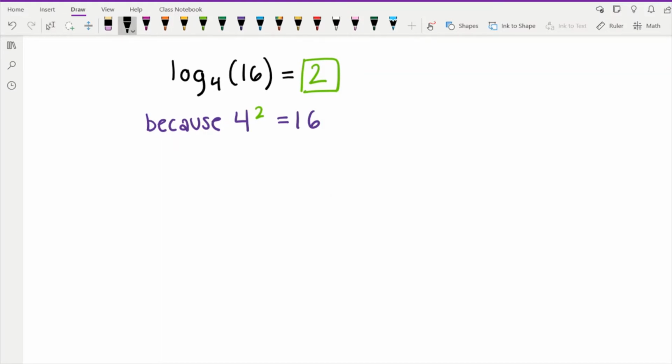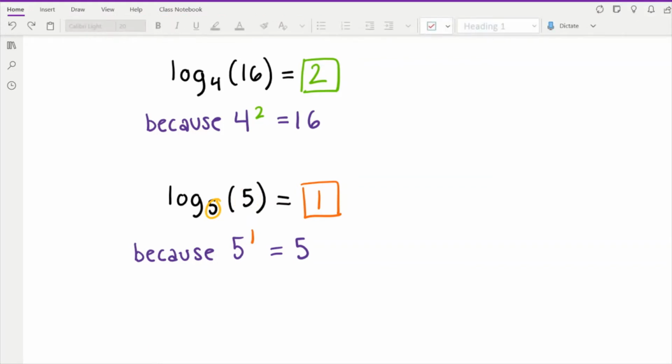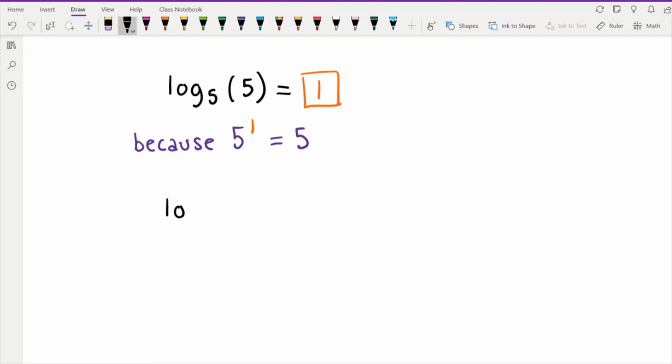Okay, what about log base 5 of 5? This is now asking us, what power would we need to raise 5 to get 5? Well, you would just raise 5 to the first power, right? 5 to the first power is equal to 5. And so that tells us that log base 5 of 5 is equal to 1. And that's always going to be the case. Anytime you're taking a logarithm where the base is the same number as the number you're taking the logarithm of, your answer will always be 1, because you go from this number to this number by applying an exponent of 1.